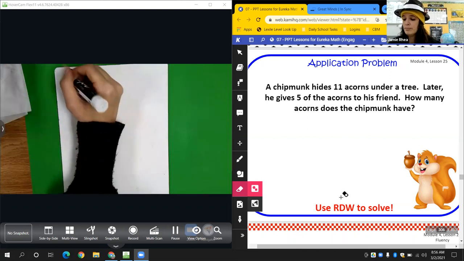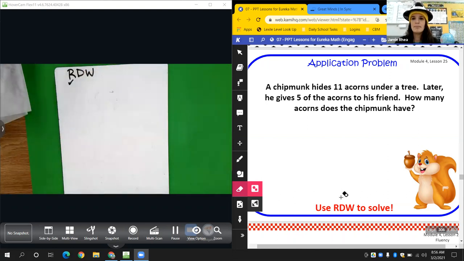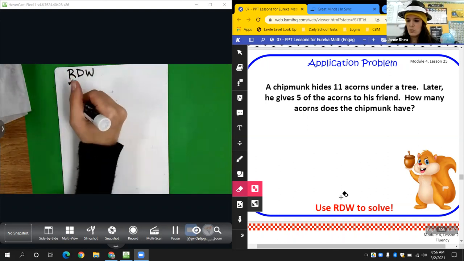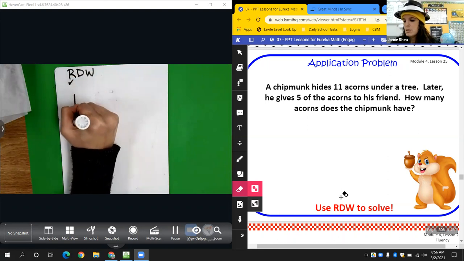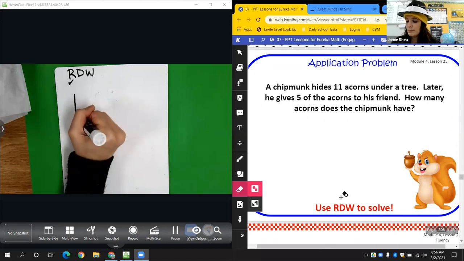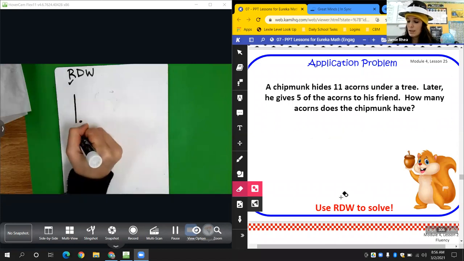We've read. Now let's go back and draw. A chipmunk hides 11 acorns under a tree. Is this going to be a part or a whole? It's going to be a part. So let's draw a part. Ready? 11. You know what? I'm going to draw quick tens and ones for 11. There's 11. I can even write 11 right there.